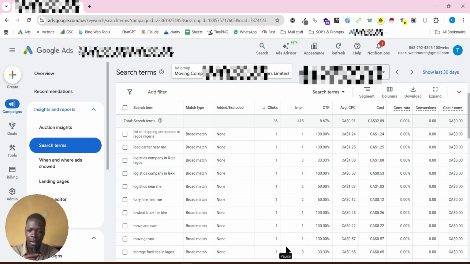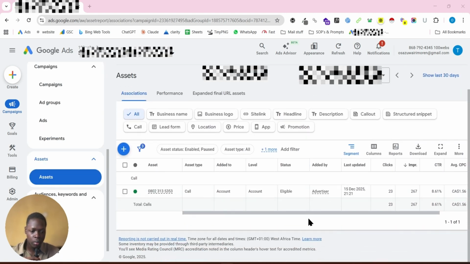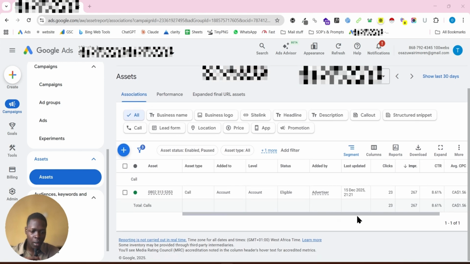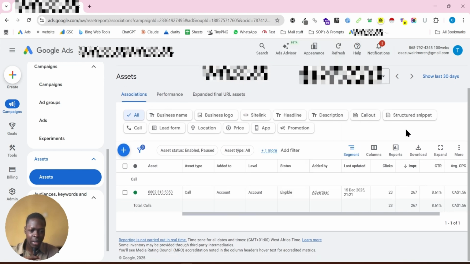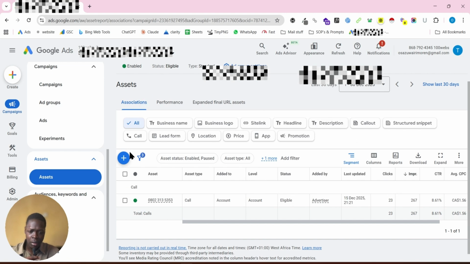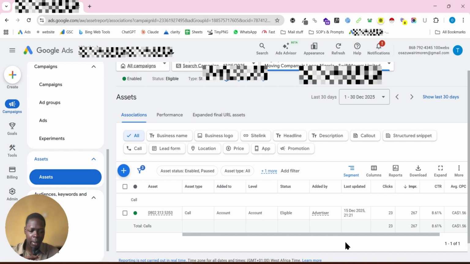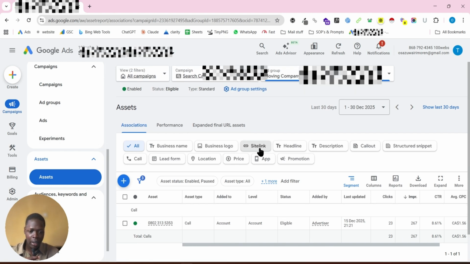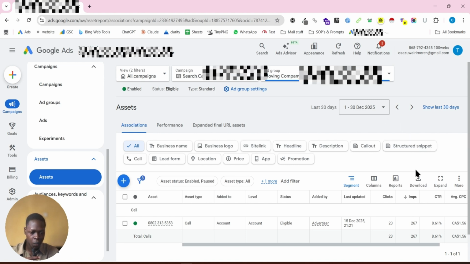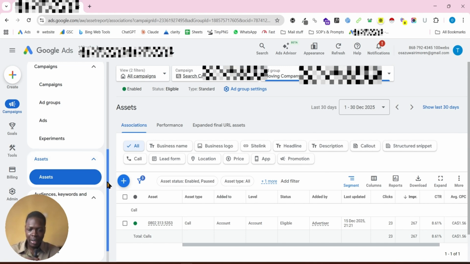So let's look at the assets and other stuff. Okay, so looking at the assets, I recommend at least having a site link. Callouts are really good. But they only have a phone number, which isn't bad. Phone call assets are actually good, but they should have at least had a site link, callouts, maybe even structured snippets, right? So yeah, that's that for assets.